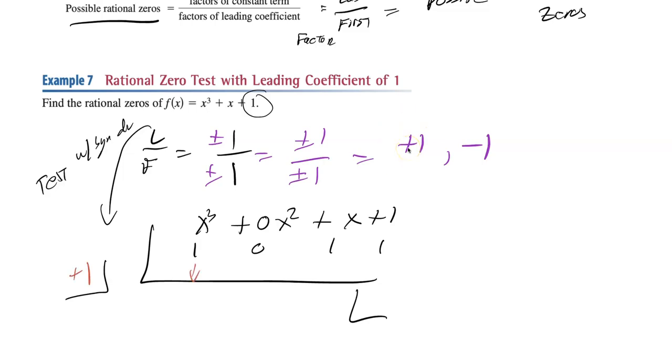Remember, we bring the first one down, you get a 1. Then we multiply across. We get a 1. Add down 2. Multiply across 2. Add down 3. Notice this is not 0. So we failed. This is not a factor. We only care about getting a 0. So positive 1 is not a factor. So I'm going to erase. I'm going to try negative 1. That should work.